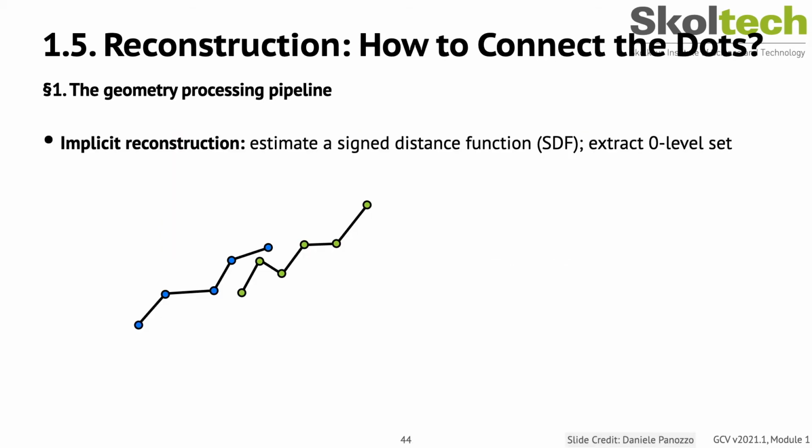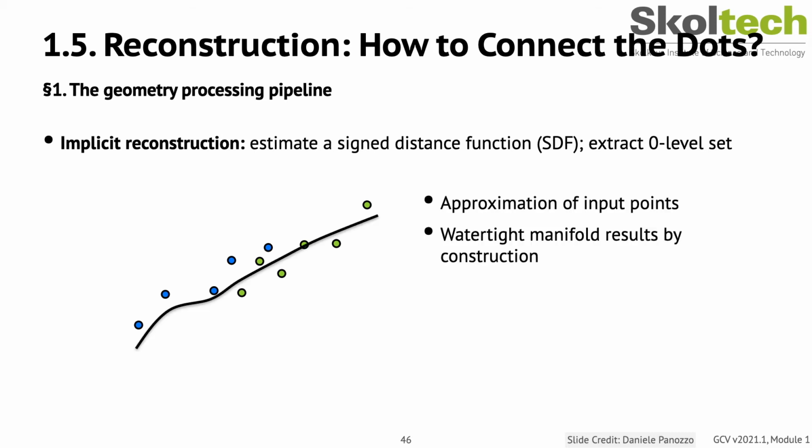The goal of an implicit reconstruction is significantly different. We start with a set of range scans, but remove the existing connectivity, if any, between the adjacent vertices. Our goal will be to basically fit a function, only approximating the input points. If we succeed, this will lead to a watertight manifold result by construction.